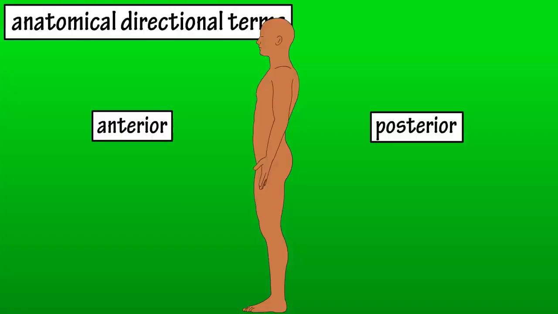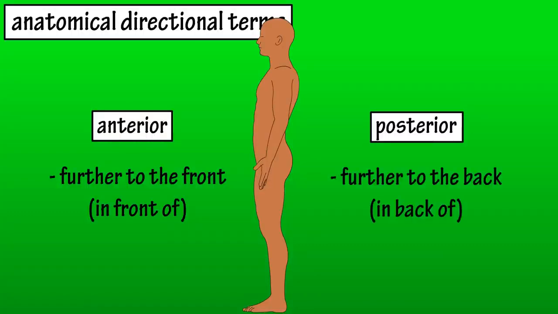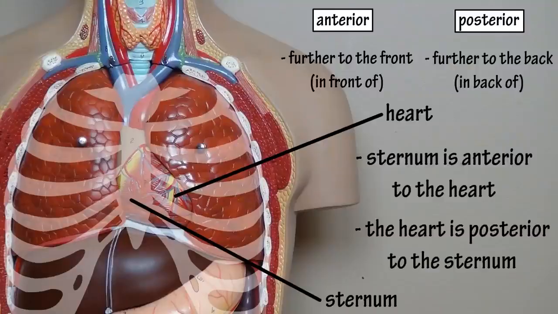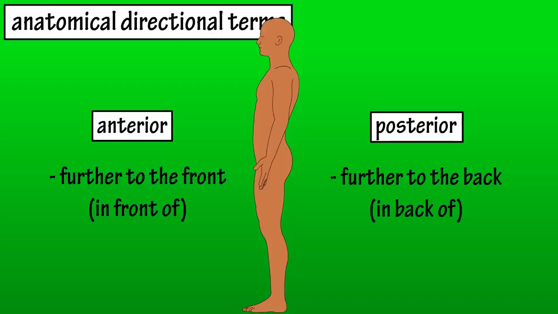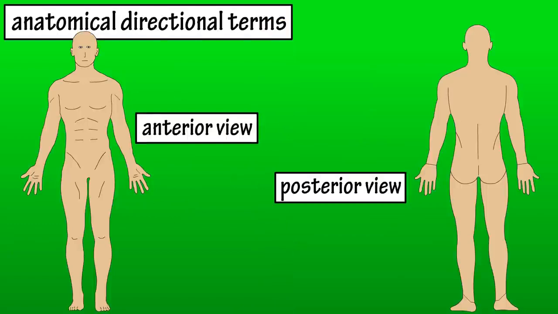Next is anterior and posterior. Anterior means further to the front or in front of. Posterior means further to the back or in back of. So we would say the sternum is anterior to the heart, and the heart is posterior to the sternum. Sometimes the terms ventral and dorsal are used in place of anterior and posterior, where ventral means anterior and dorsal means posterior.